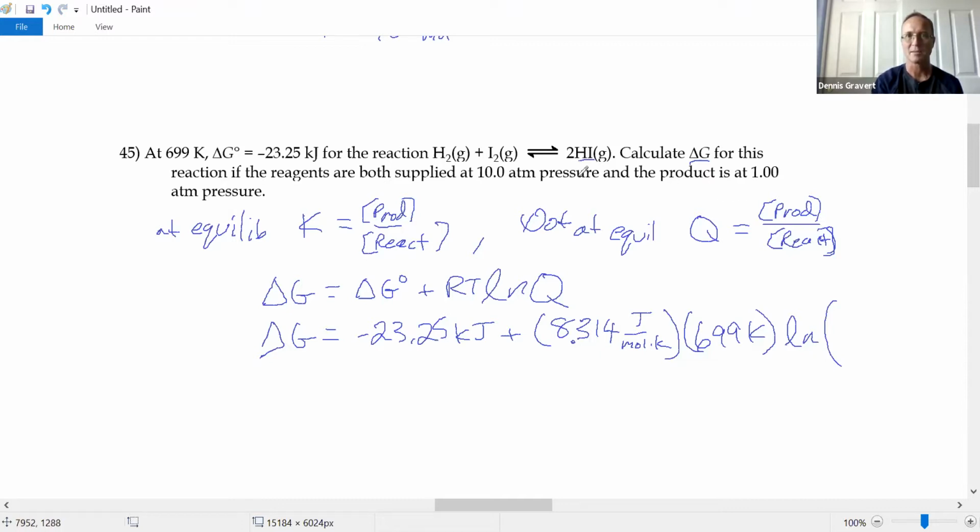That's HI. What's our HI pressure? Product, 1. Okay, so the pressure is 1, and we have to raise it to the power 2, right? The coefficient is your exponent. Guess it wouldn't matter if we forgot. 1 squared is the same as 1. But you know what? Show your work so you can get a point for doing that, or a half a point, because that's the correct way to calculate the Q and calculate the K, right? Use the coefficient as an exponent. Reactants go on the bottom.